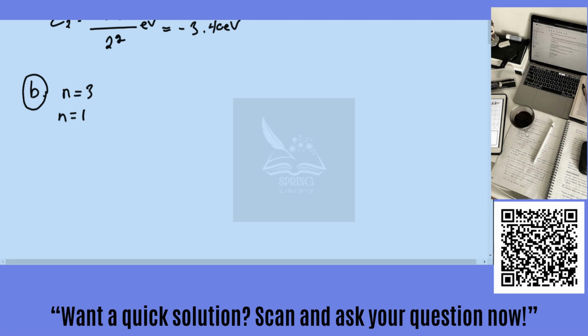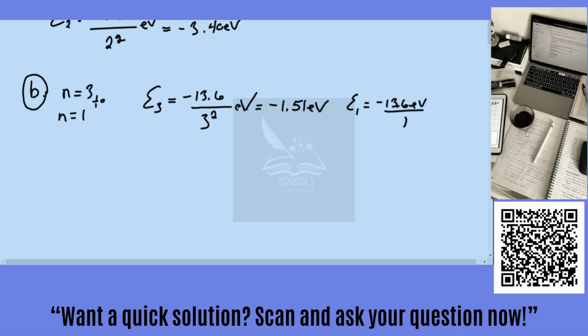So it's the 3 to 1. And we're just going to do this again. So we have negative 13.6 divided by 3 squared equals, oh, don't forget the eV, like I was about to. Okay, and that's going to be negative 1.51 eV. And then E1 is going to be negative 13.6 eV, and that is going to be negative 13.6 eV.